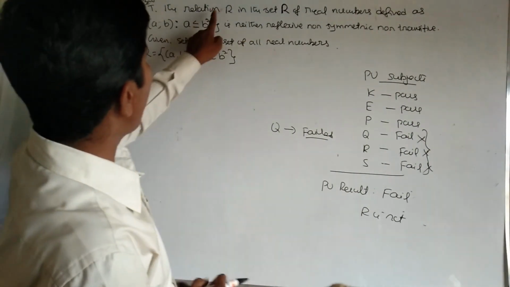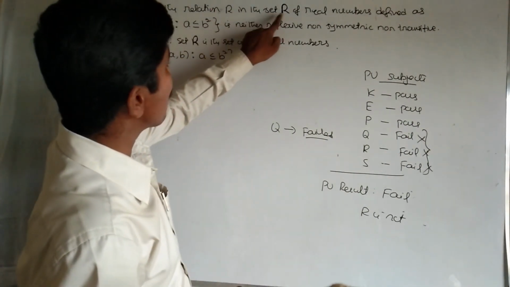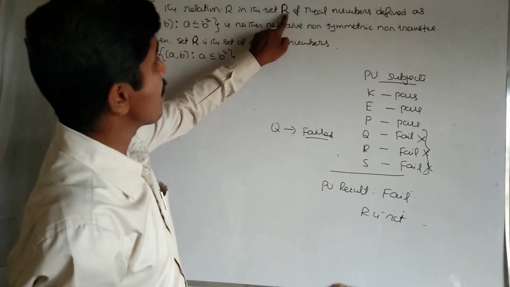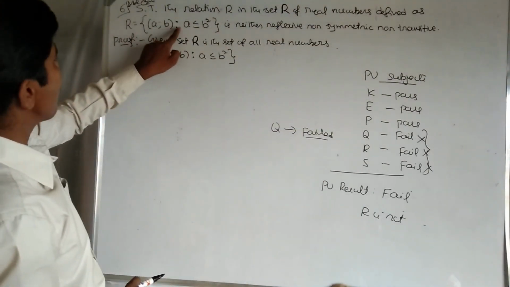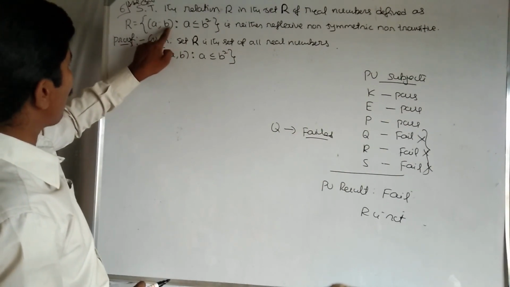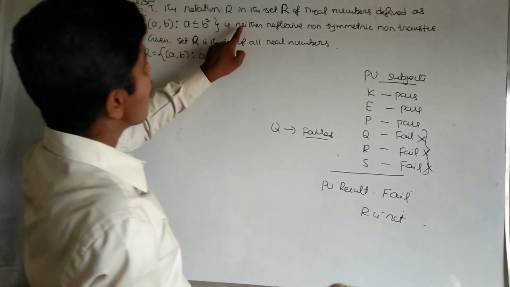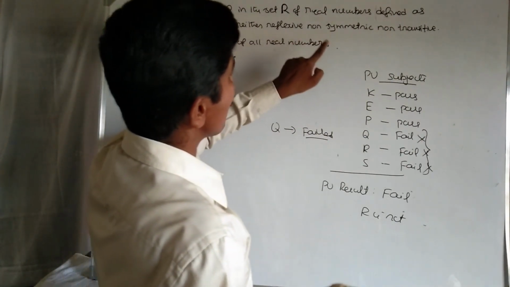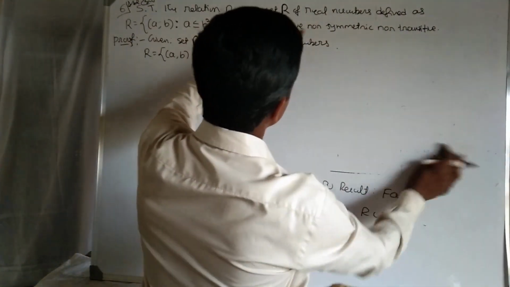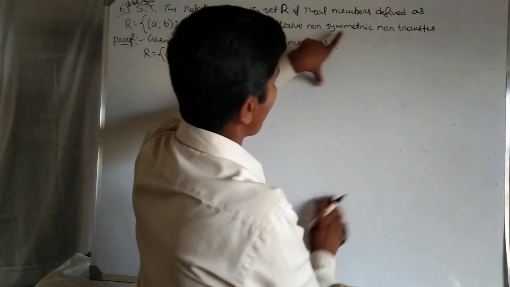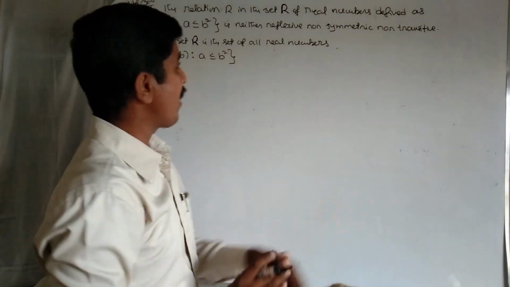Show that the relation R in the set, again R means real numbers, of real numbers defined as R equal to (a, b) such that a is less than or equal to b square, is neither reflexive, nor symmetric, nor transitive. Neither reflexive means not reflexive, not symmetric means not symmetric, not transitive means not transitive.